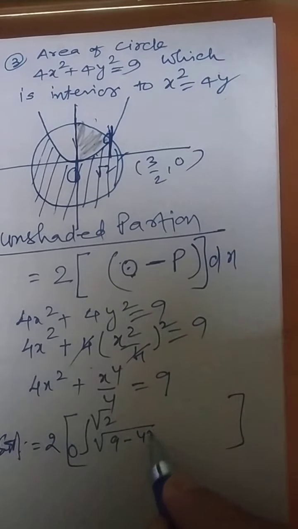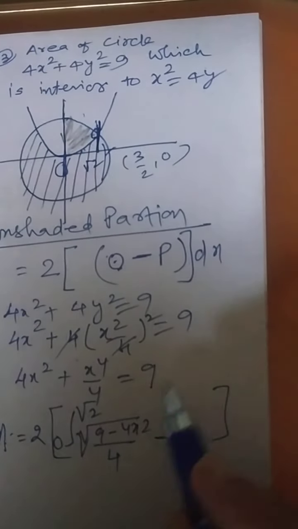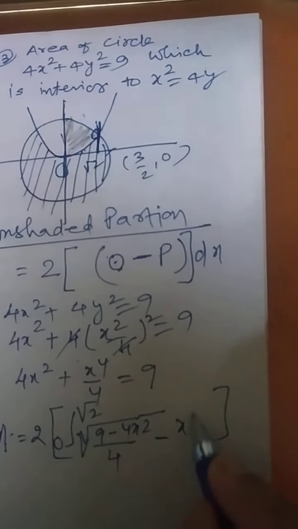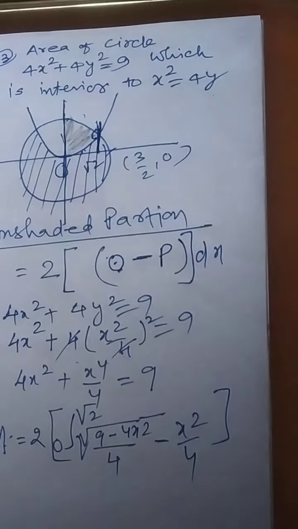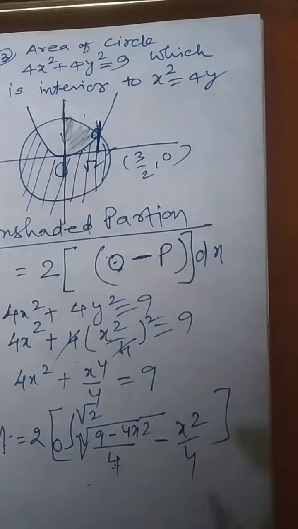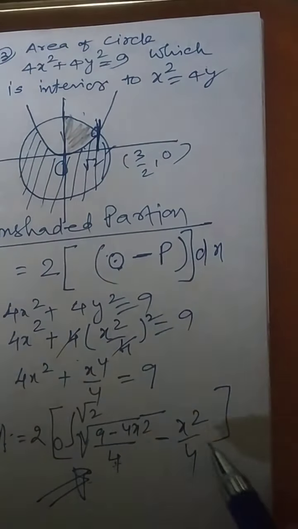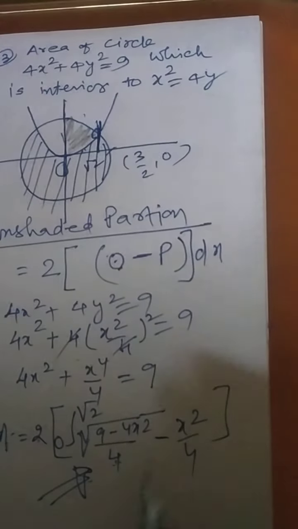It is the square root of 9 minus 4x squared by 4, minus the parabola, y of the parabola, x squared by 4. I think you are aware of this 4. You will be taking it out as common like this also. Many times we have used this formula. It will be 1 by 4 outside, and it is 2 times. Now if you simplify this, you will be getting this answer.